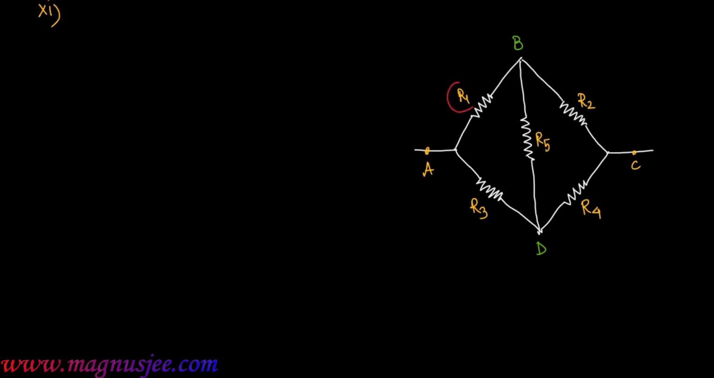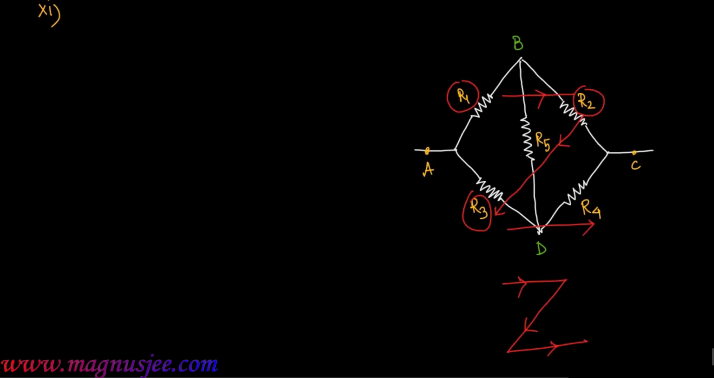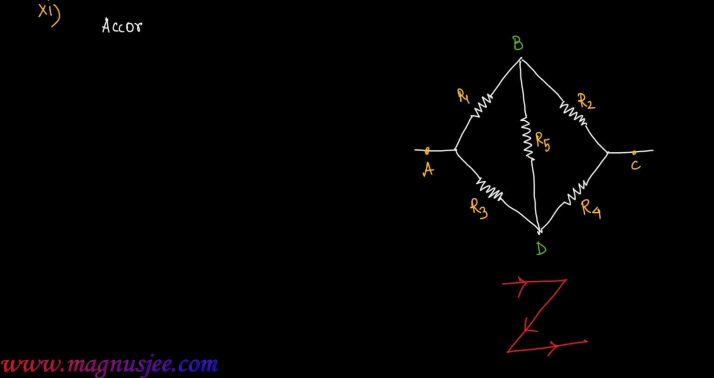Now the resistances R1, R2, R3 and R4 are connected by following a Z shape between the 2 points A and C. The fifth resistor of resistance R5 is connected between the 2 points B and D.